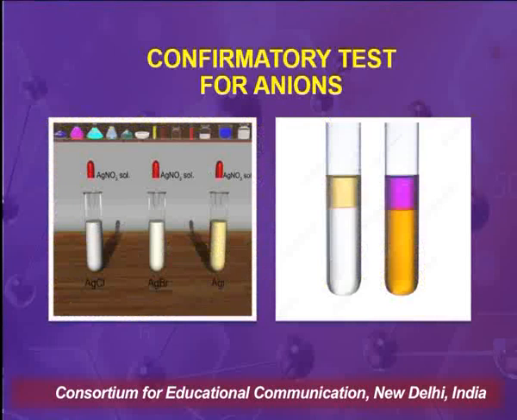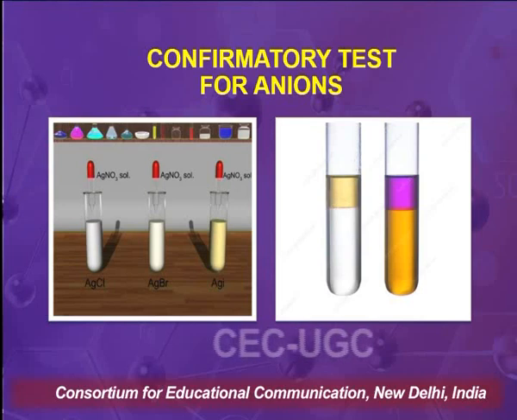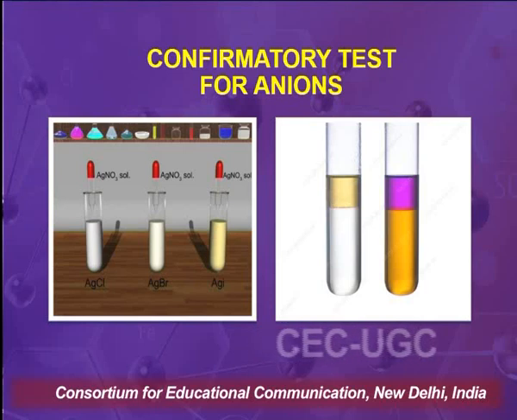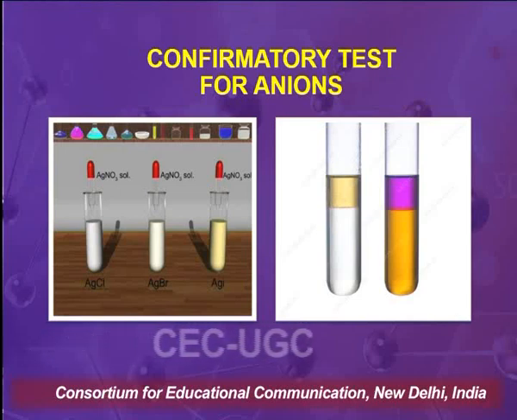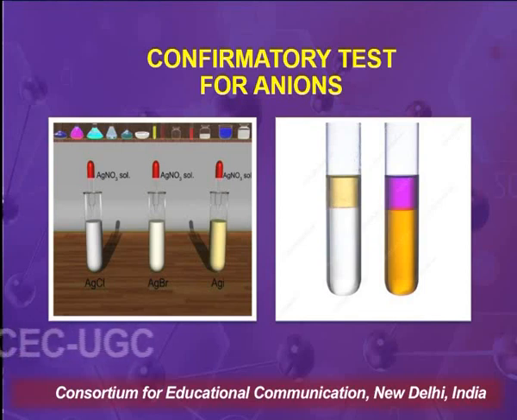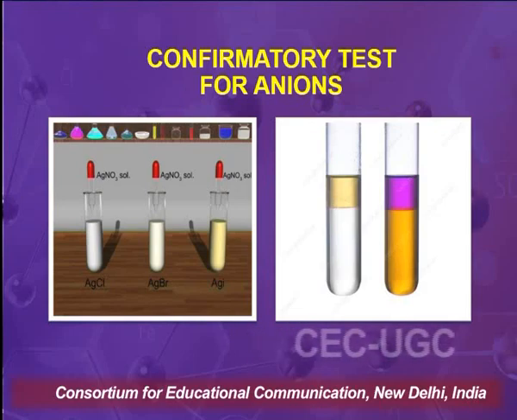Now this is a picture which is showing the various colors of the precipitates. The first one is silver chloride, the white curdy precipitate, the first test tube to the extreme left. The center test tube of the first picture is showing the pale yellow precipitates of silver bromide, and the third test tube in the first picture is showing the yellow precipitates of silver iodide. And in the second picture one can see the layer test, wherein in the organic layer a brown color is observed, which confirms the presence of bromide ions in the mixture.